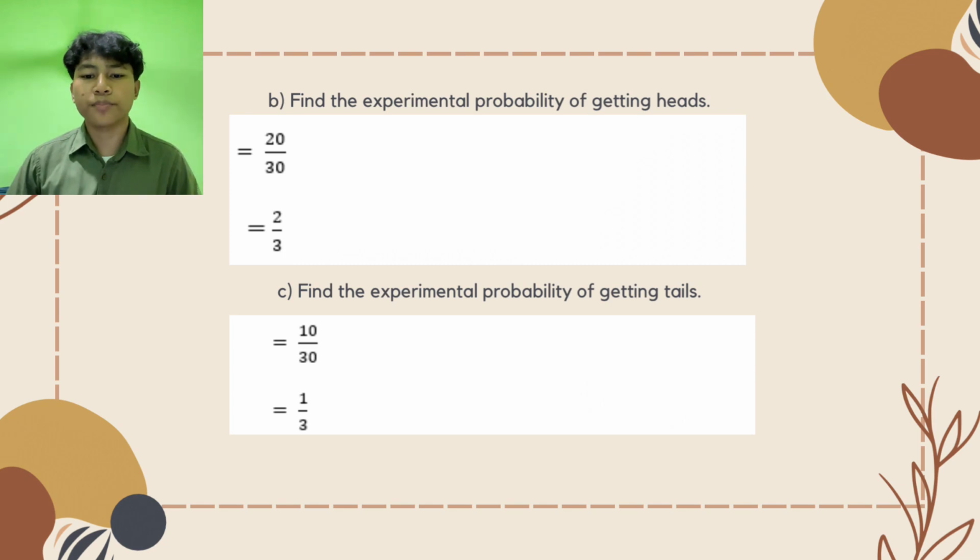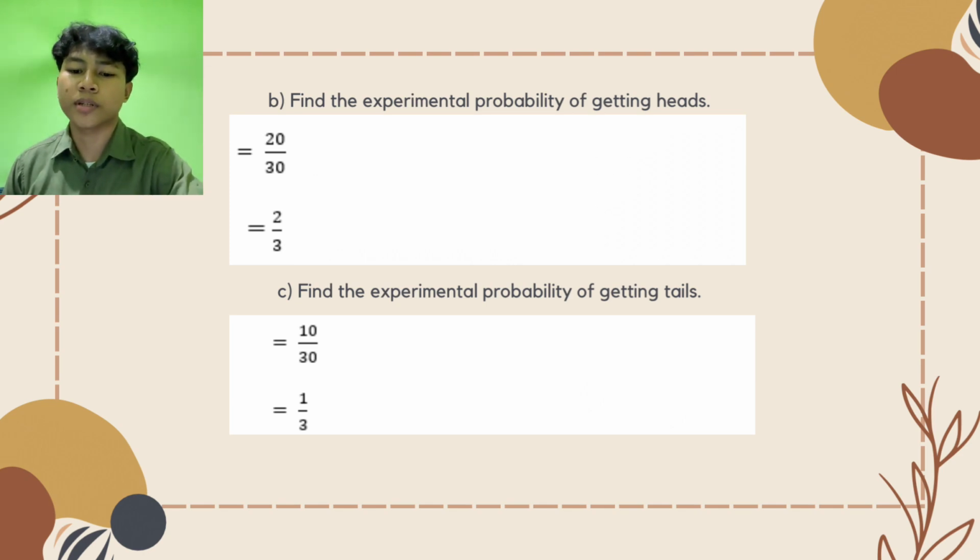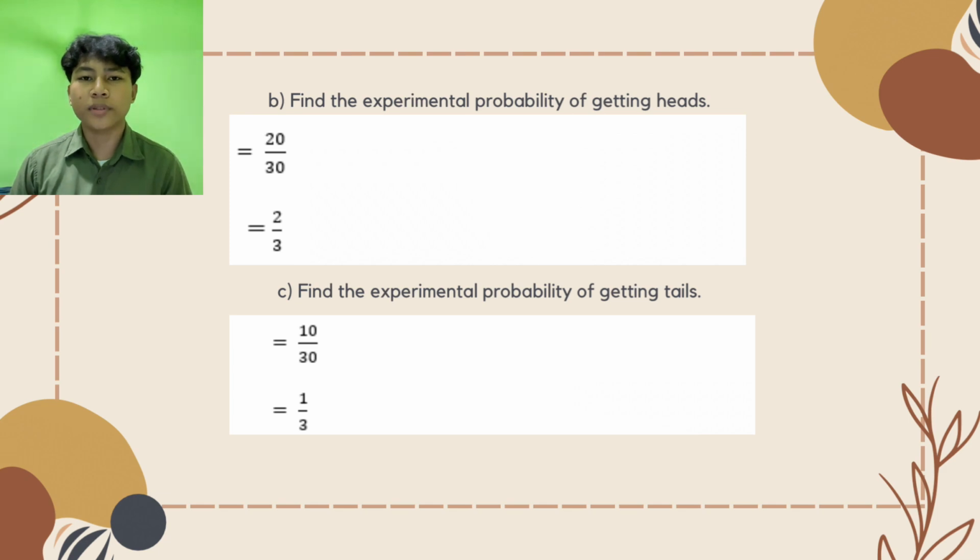Okay, the next question, B. Find the experimental probability of getting heads. In this question, we need to use the formula. The formula for experimental probability is the number of times an event occurs divided by the total number of trials. So the number of times the event occurs for head is 20, and the number of trials is 30. So we need to divide 20 by 30, and the total is 2/3.